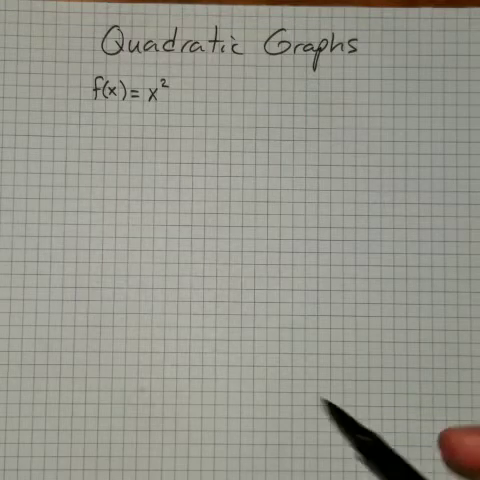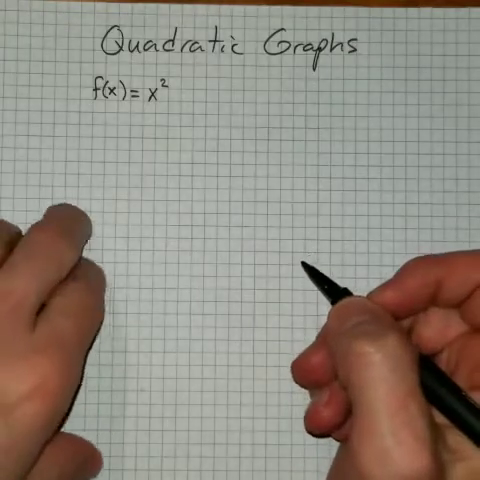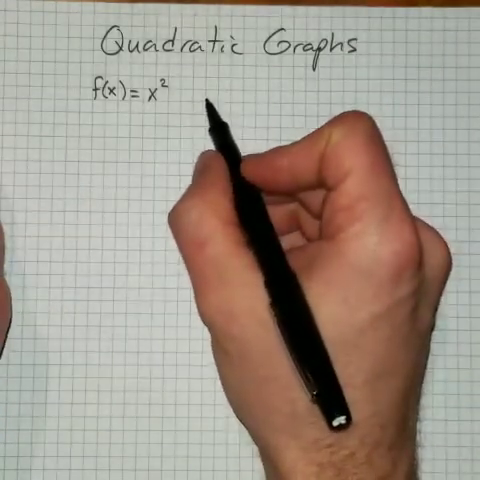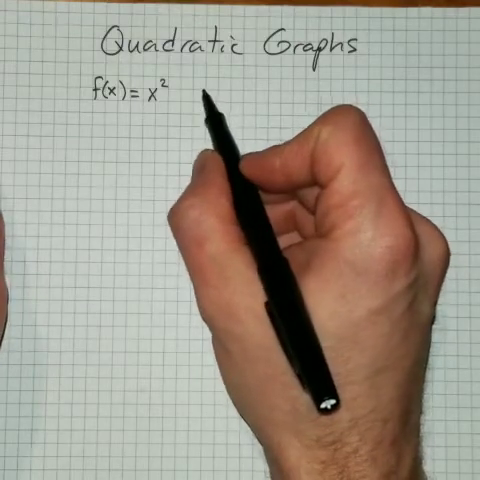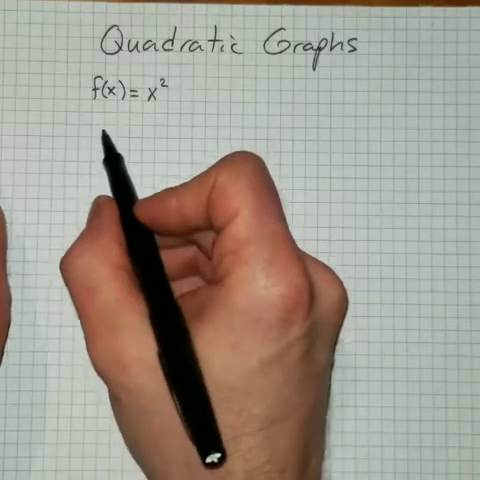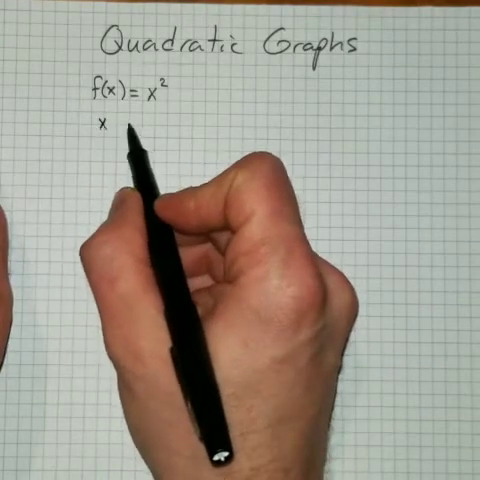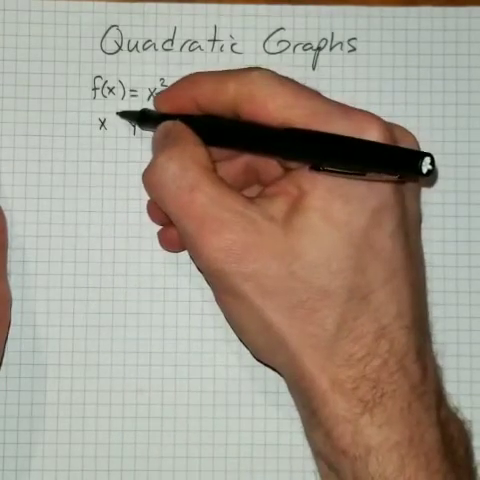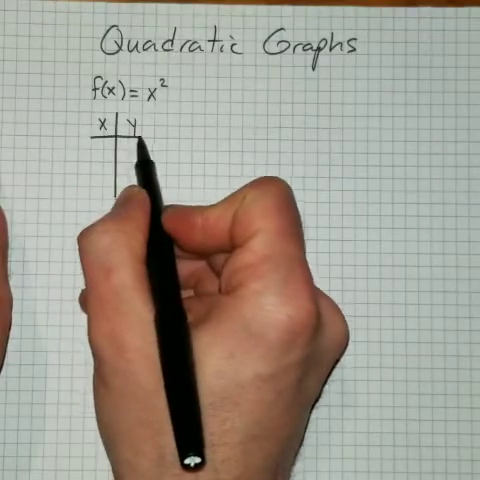We just get a feel for what happens when you square an input. So we're going to start out looking at an XY table. We'll just set up a table of values and plug in some numbers and kind of see what comes out. Actually, we'll do this over on the left. So how do I write this? X and Y. All right, there we go.